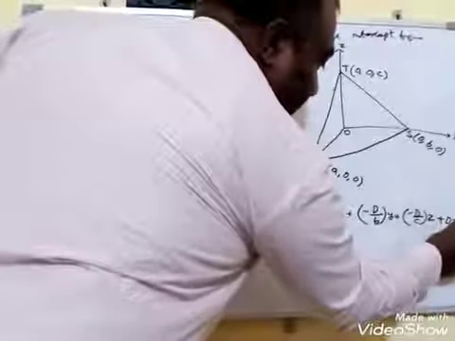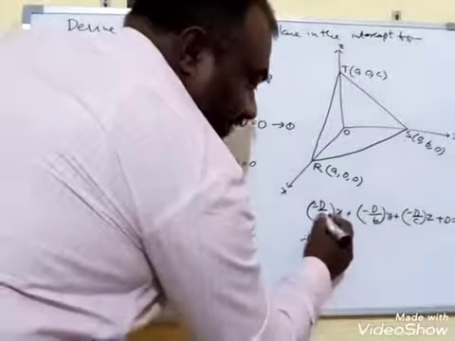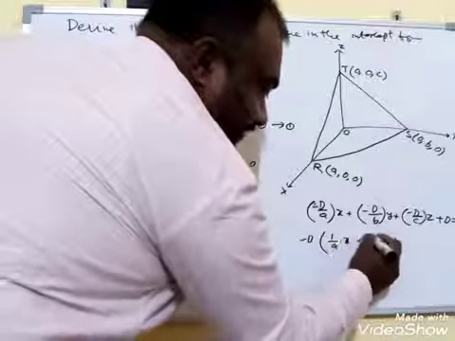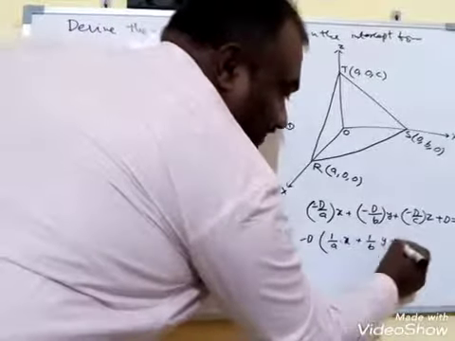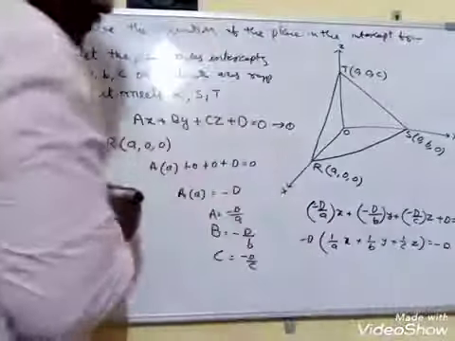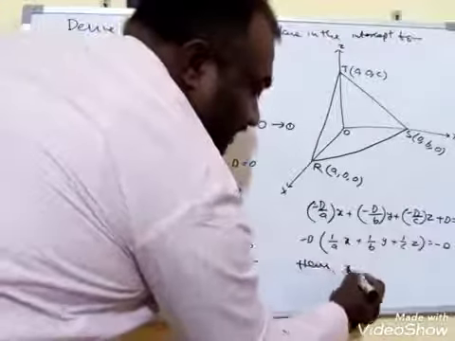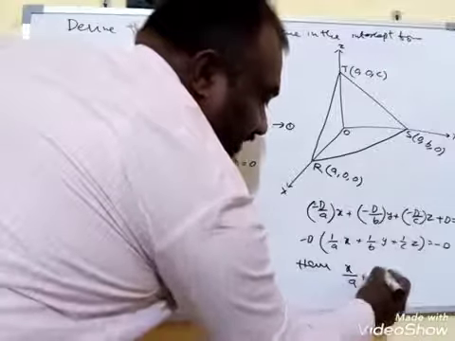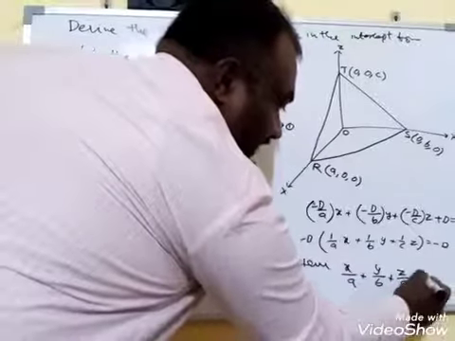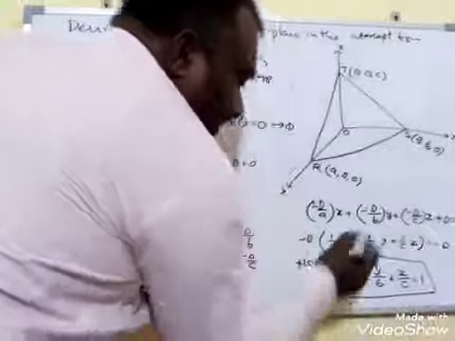In the next step we are taking it outside. From these three terms you can take -d common. If I take -d common, what am I going to get? Here (1/a) into x plus (1/b) into y plus (1/c) into z. Taking plus d outside, it becomes -d. The -d gets cancelled. Hence the required equation of the plane in the intercept form is x/a + y/b + z/c = 1. This is the equation of the plane in the intercept form.